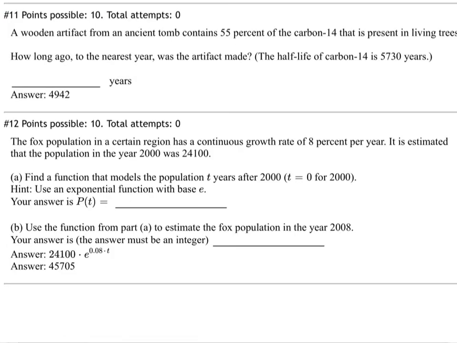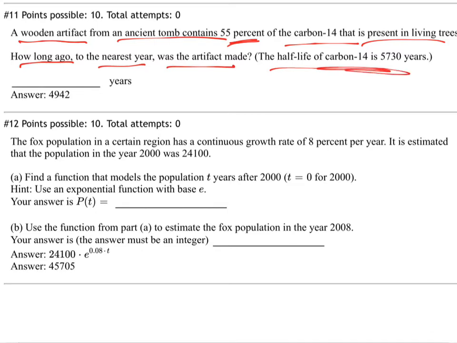Onward we go. Number 11: a wooden artifact from an ancient tomb contains 55% of the carbon-14 that is present in living trees. How long ago, to the nearest year, was the artifact made? The half-life of carbon-14 is 5,730 years. So this is carbon dating. We're going to see mathematically how they do carbon dating, how they try to figure out how old something is.